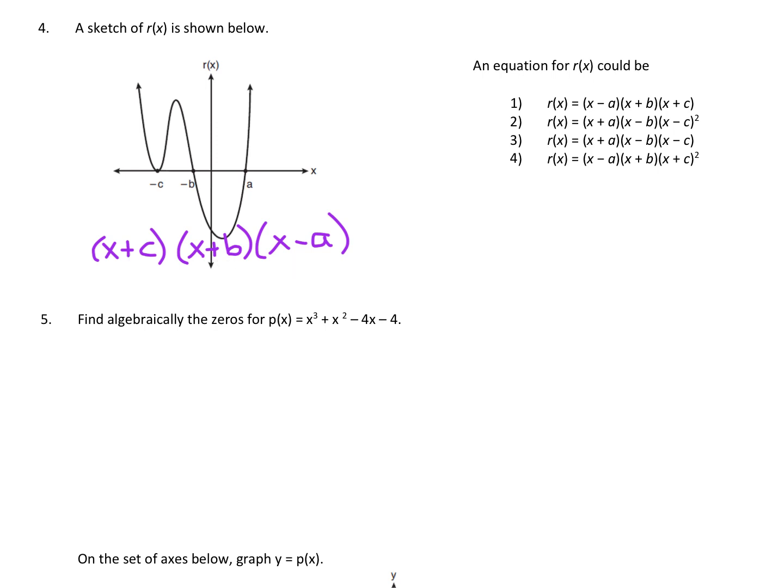Now, if you remember, since the graph is bouncing off the x-axis, it comes down and bounces back up, that means we have multiplicity here. So what we're going to do is put a square on this factor of x plus c. There's 2 of them. Whereas at negative b, the graph goes right through the x-axis. And at positive a, again, the graph cuts right through the x-axis. So those don't have multiplicity. All right, so if we look over here, we could see choice 4 is the one that matches up. Choice 4 has an x plus c squared, an x plus b, and an x minus a.